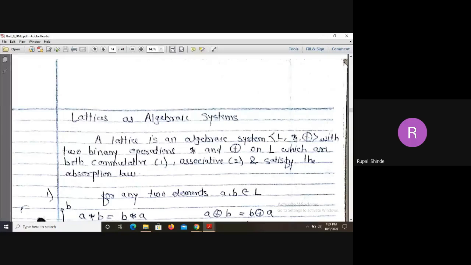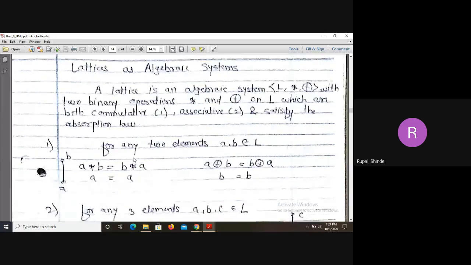The first operation is meet operation, the second one is join operation, or we can say this is the greatest lower bound and this is the least upper bound. These two operations are defined on L and must be commutative, associative and satisfy absorption law, because these are some properties of lattices. So now we have to write explanation regarding commutative, associative and absorption law.